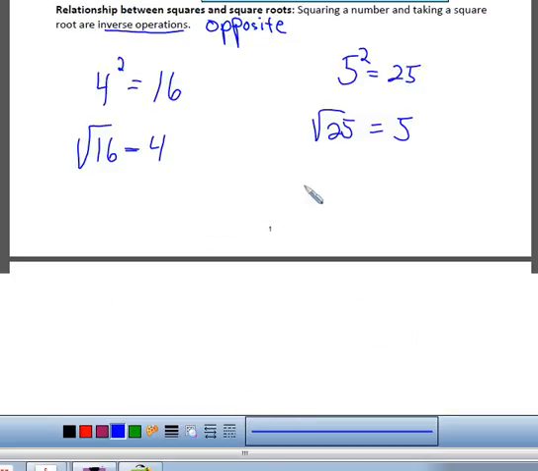So a general statement about this: x squared, so if I take a number and multiply itself by itself, I'm going to get a number. And if I take the square root of that answer, I'm going to get back to the original number, or x. So these are inverses, or opposites. Okay, let's go ahead and take a look at page 2.